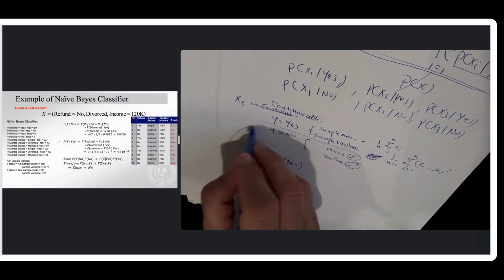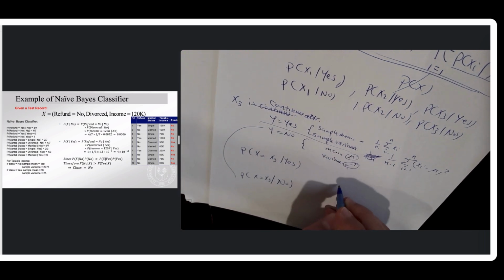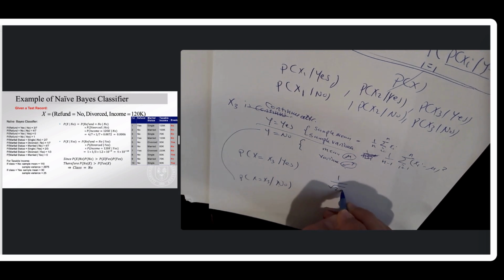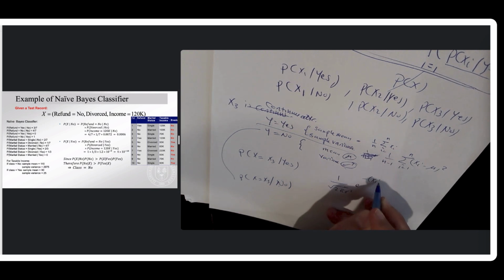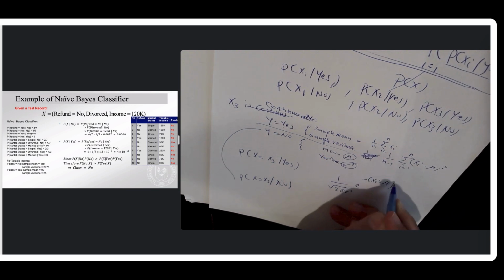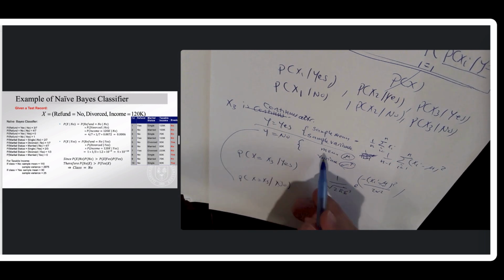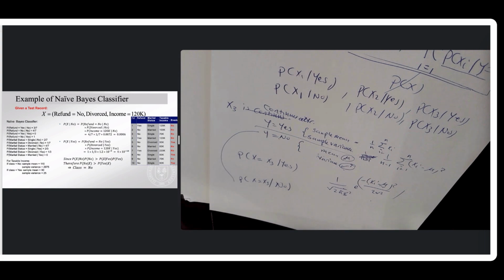So for no, I need to use the value for no, corresponding to the parameters here. And I need to plug this into the formula: 1 over the square root of 2 pi sigma square, times e to the power of minus xi minus mu, squared, divided by 2 sigma square. This is the formula. The values of mu and sigma square, or variance, depend on whether y equals yes or no, because you have the parameters here. You just plug in the numbers, and the rest is straightforward.